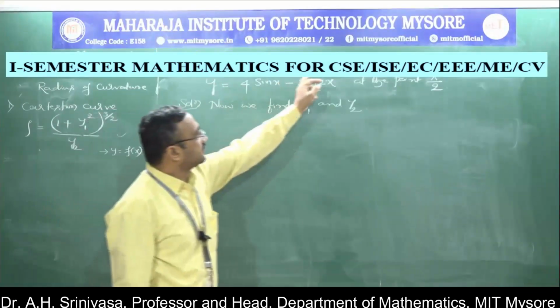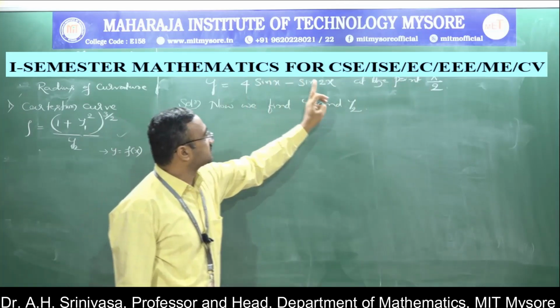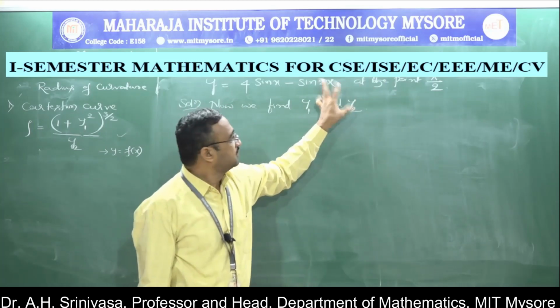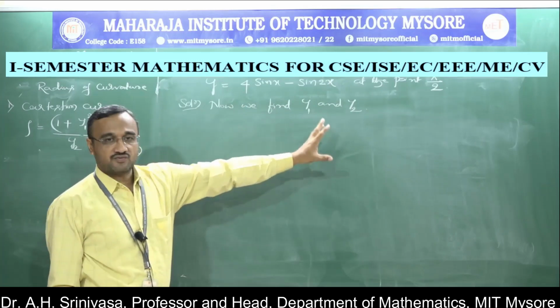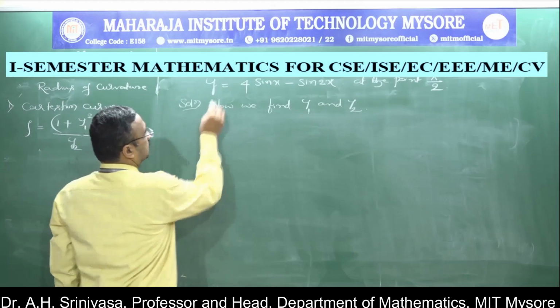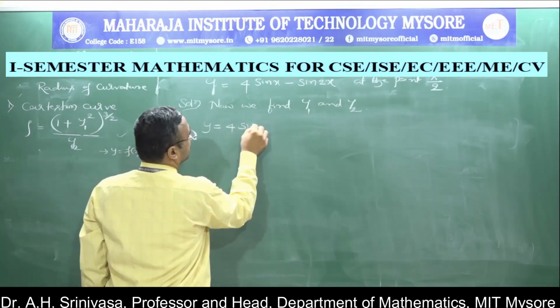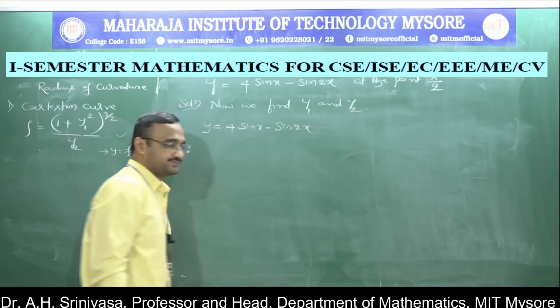So find the radius of curvature for the curve y equal to 4 sin x minus sin 2x at the point pi by 2. Okay. So our duty is to find y1 and y2 to find the radius of curvature. Your y is 4 sin x minus sin 2x.